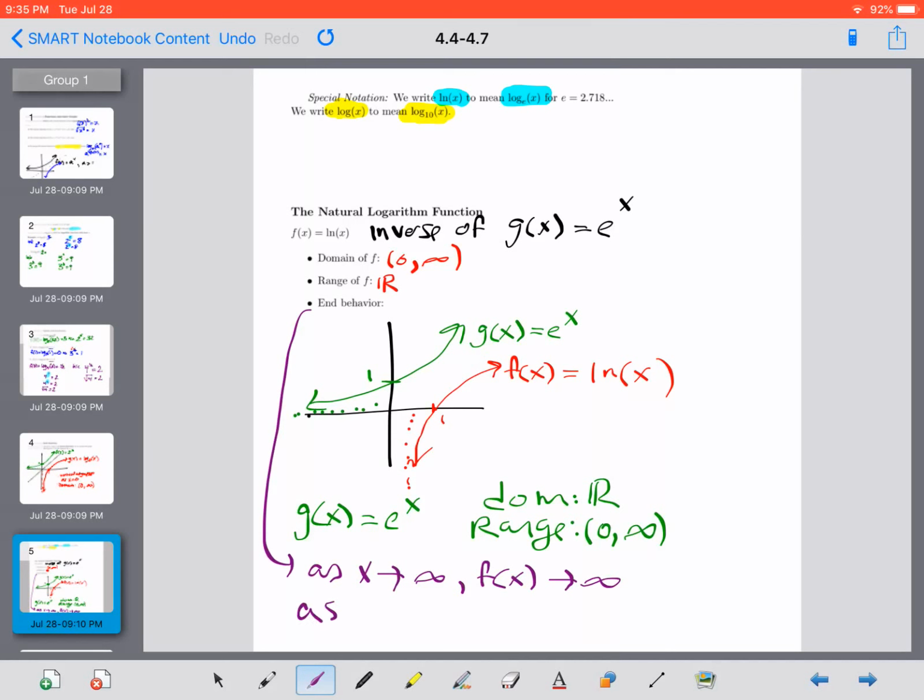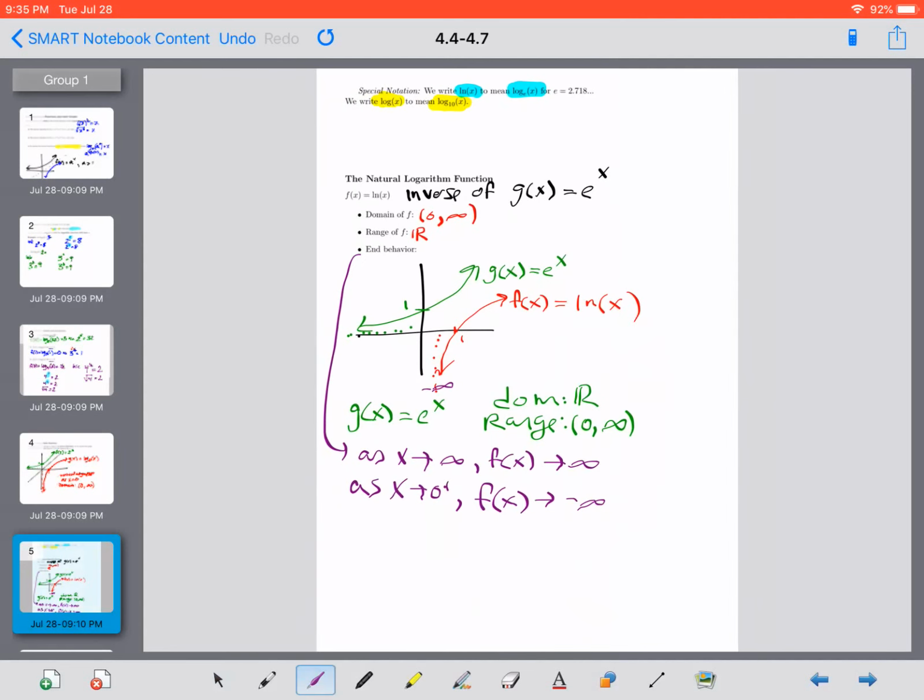But we can say that as x approaches 0, I'm going to put a plus sign here to mean from the positive side, because it's not defined for negative values, we have that f of x approaches negative infinity. Yeah, your outputs are heading down here towards negative infinity, right? You have a vertical asymptote at 0. Right, so f of x equals ln of x has a vertical asymptote at 0.